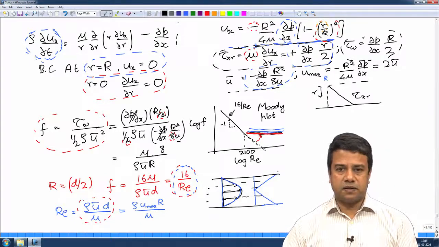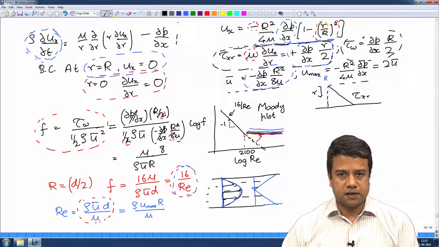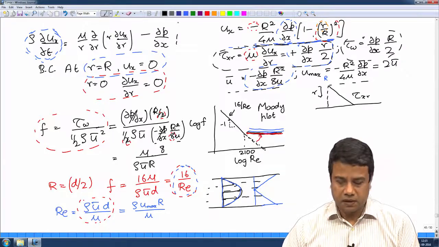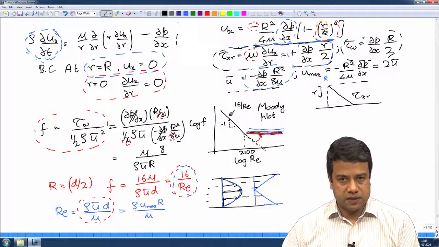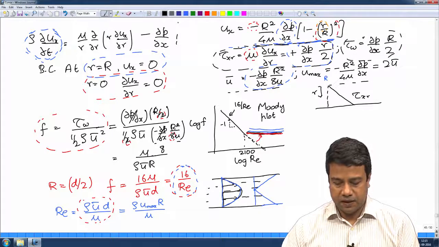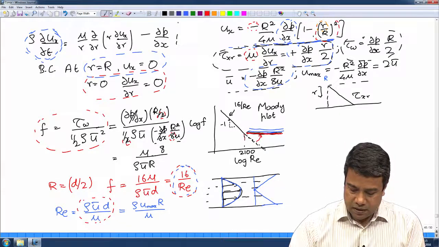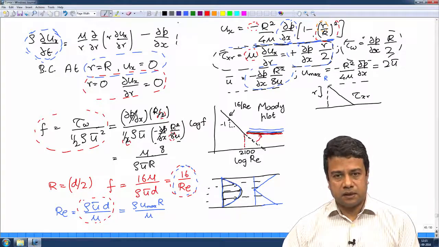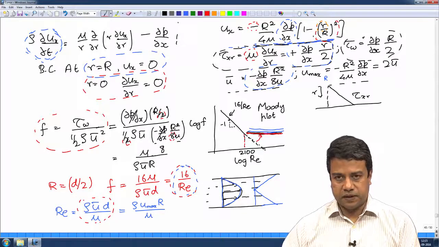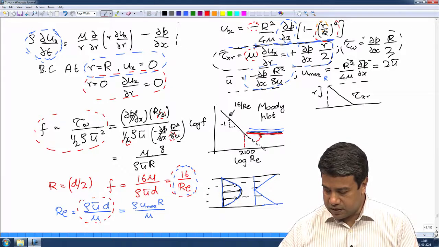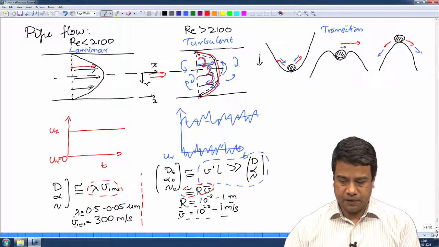And from that we had got the expression for the friction factor as a function of the Reynolds number. Laminar flow, we saw that it was 16 by Re. At a Reynolds number of about 2100, there is a transition to turbulence and the laminar flow is no longer observed, and I had explained to you what that transition means in the previous lecture.